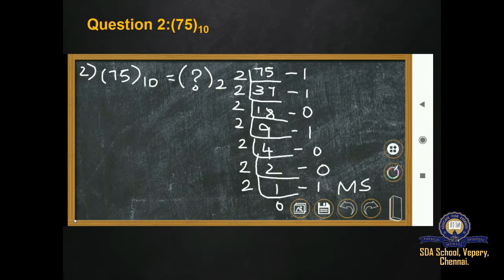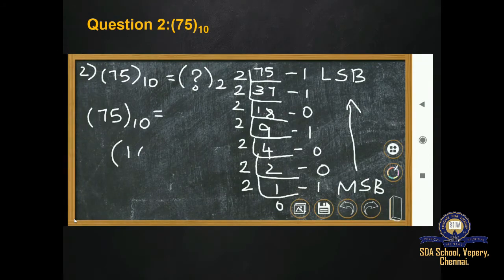This is the most significant bit, and the first remainder will be the least significant bit. We have to arrange from most significant bit to least significant bit. The answer for the decimal number 75 is 1, 0, 0, 1, 0, 1, 1. This is our binary value for the decimal number 75.